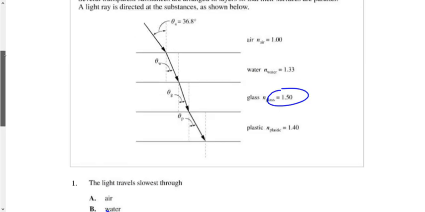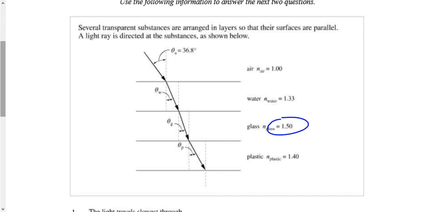Numeric response number 1 says the angle of refraction in the glass is what? Now, this is kind of an interesting one. Let's label some angles here, and then I'm going to poll you to see how many people did it one way, and then how many people did it the other way that is a fair bit shorter and quicker. We're going to call this one angle 1, angle 2, angle 3, angle 4.